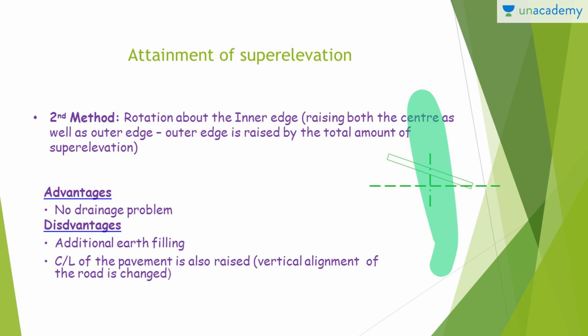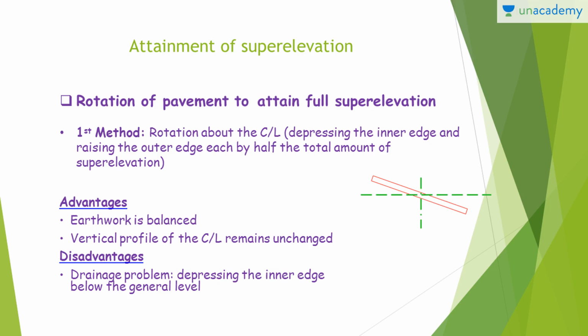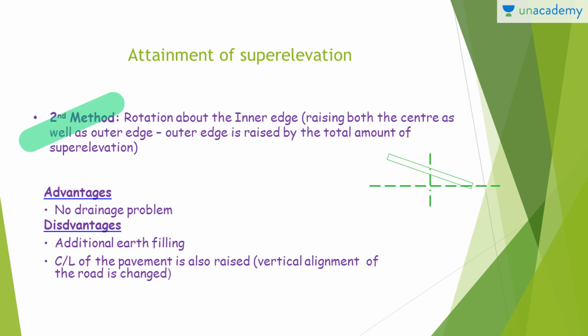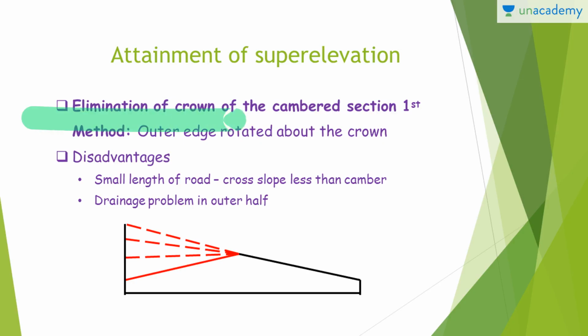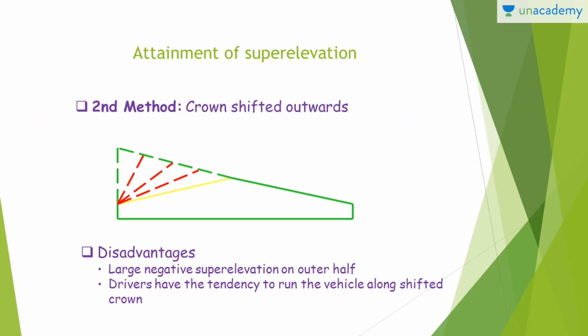And basically, we use the second method, that is rotation of pavement, to attain the super elevation. That is the more frequently used method, and according to our facilities and whatever is provided, our own convenience, we use either the first method or the second method. And even in some cases, the previous method, that is crown related, that is elimination of crown of the cambered section, may also be used according to the need.